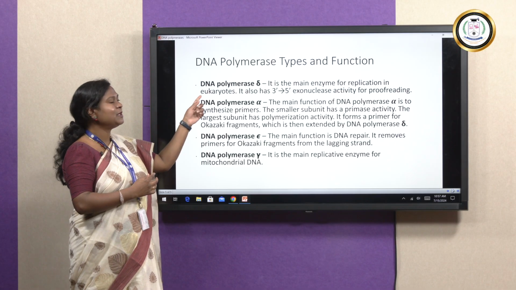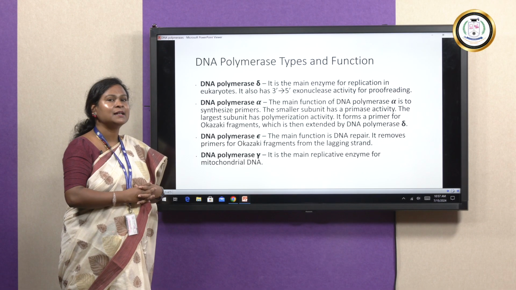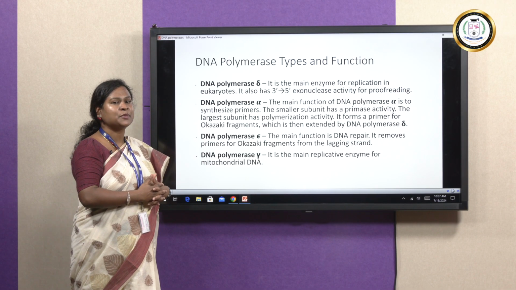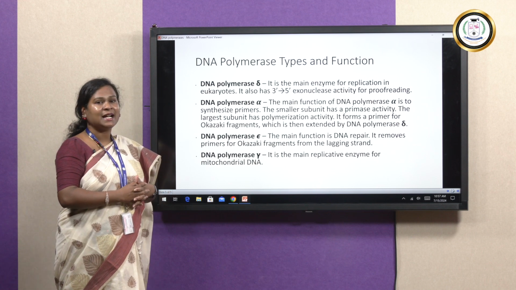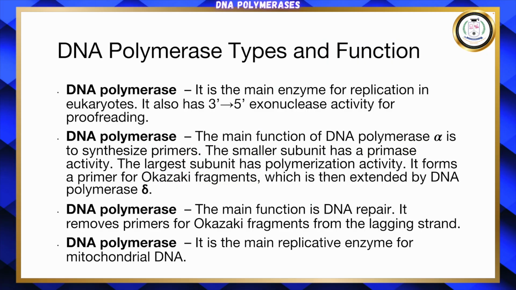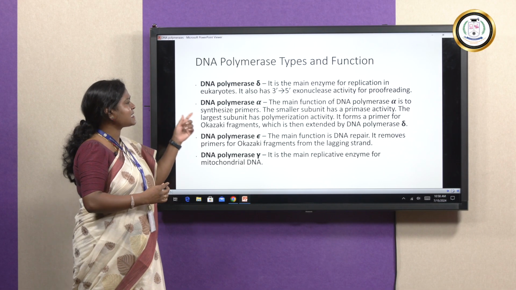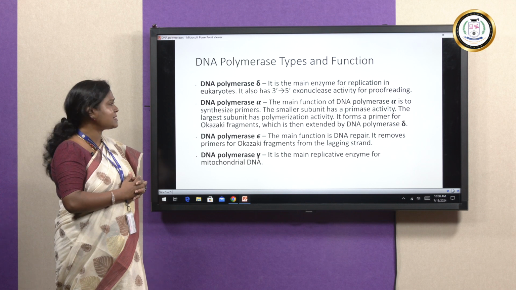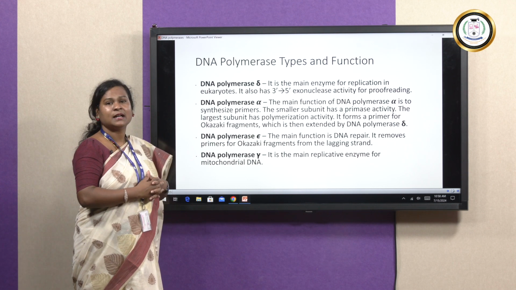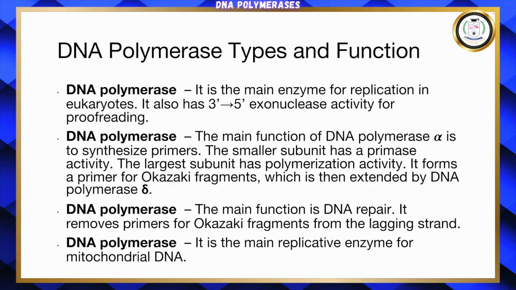Coming to the different types of DNA polymerases and their roles and functions. First, DNA polymerase delta has a predominant role in replication, and apart from replication it also has exonuclease activity, which is very important for proofreading. DNA polymerase alpha is the main enzyme for the synthesis of primers, and it forms primers for the Okazaki fragments on the lagging strand.